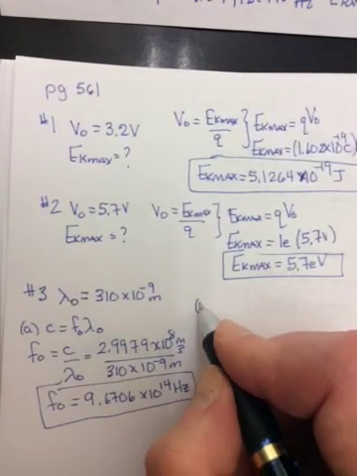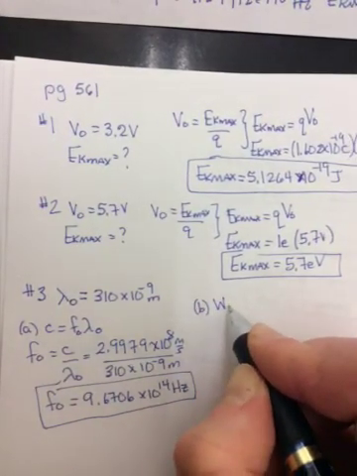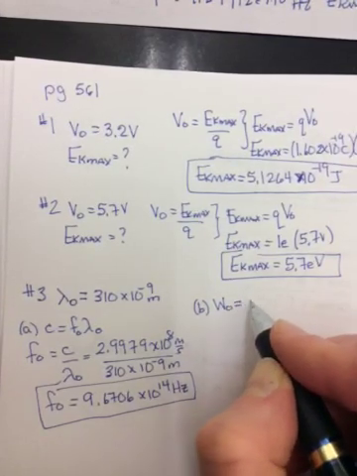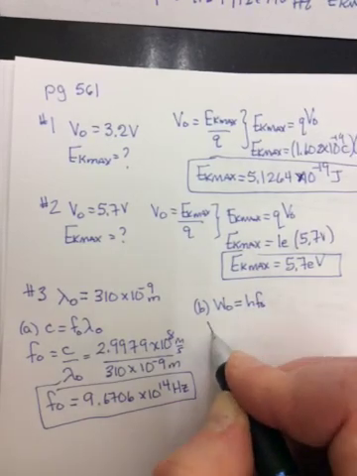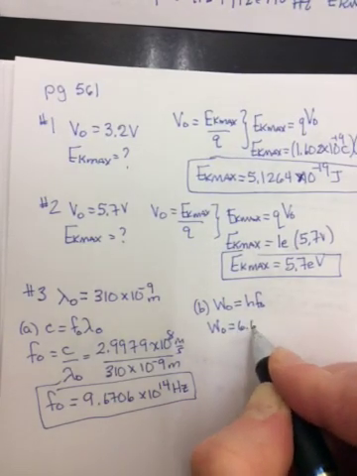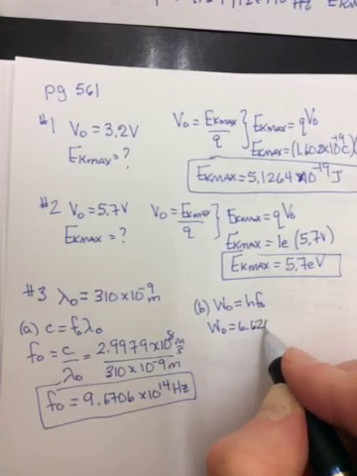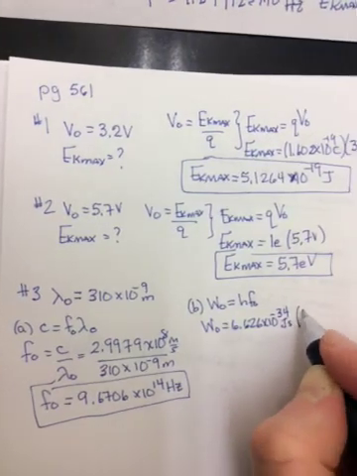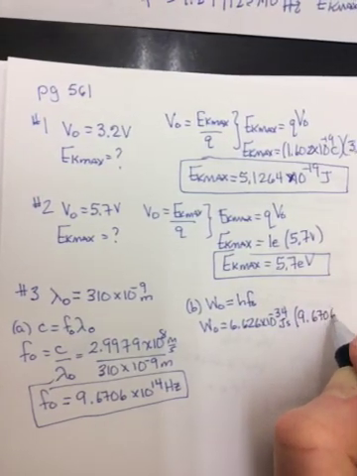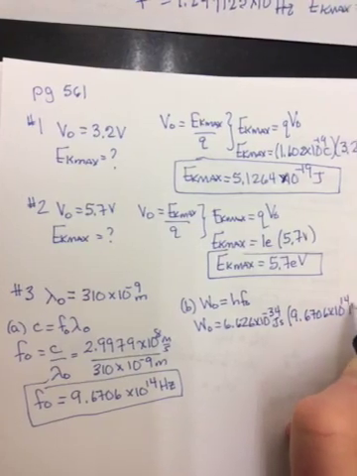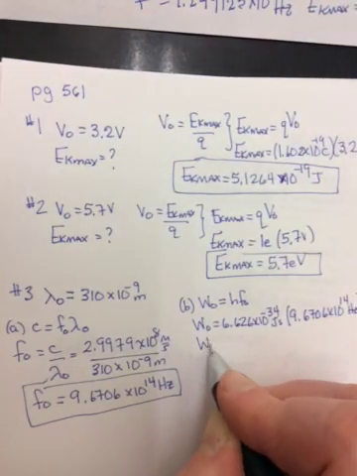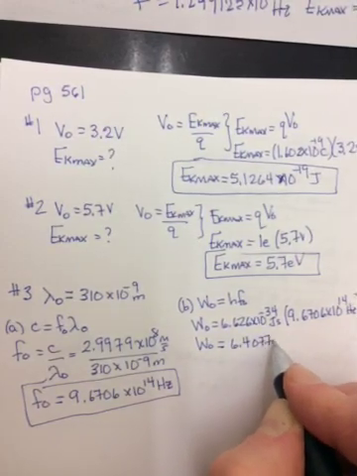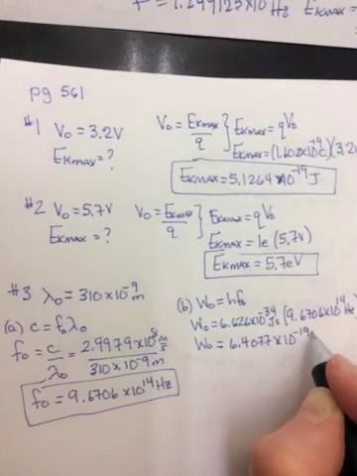Okay, that's part A. Part B wants the work function. What is the work function in electron volts? So W0 equals h f0. So W0 equals 6.626 times 10 to the negative 34 joule seconds times 9.6706 times 10 to the 14th hertz. And so you get a W0 of 6.4077 times 10 to the negative 19 joules.